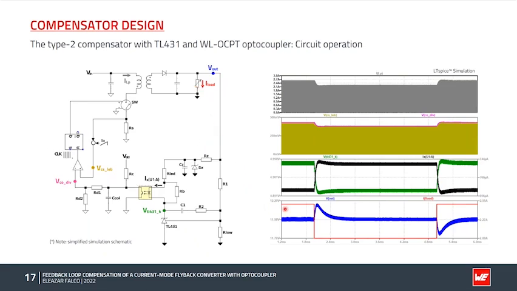Let us consider the event of a sudden reduction in the load current of the converter, as we see here. So the output voltage will immediately increase since now more energy is being transferred to the output than it's needed. That will cause the cathode voltage of the TL431 to decrease, and together with that will cause the LED current to increase since now there is more voltage being applied across the LED resistor and the optocoupler LED.